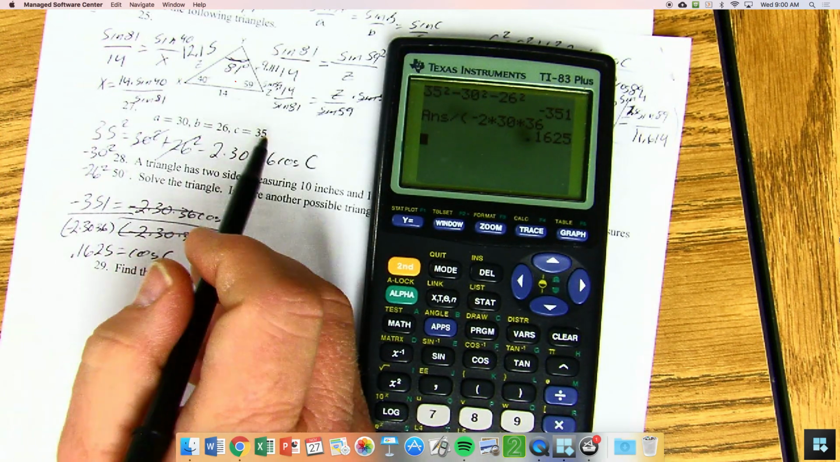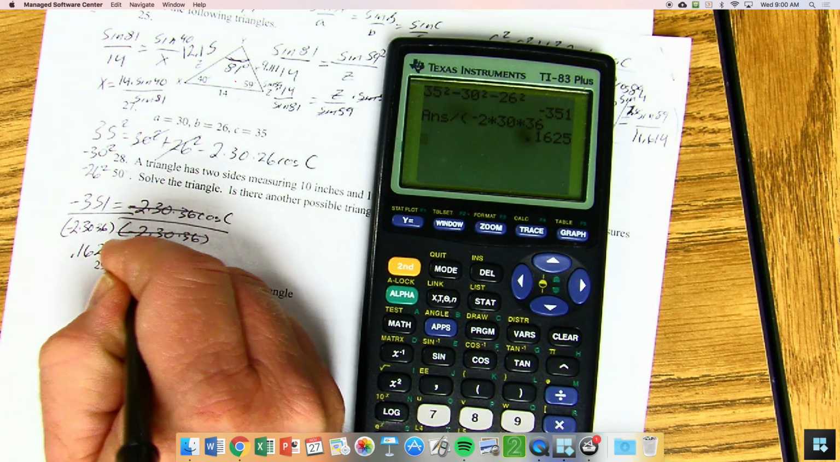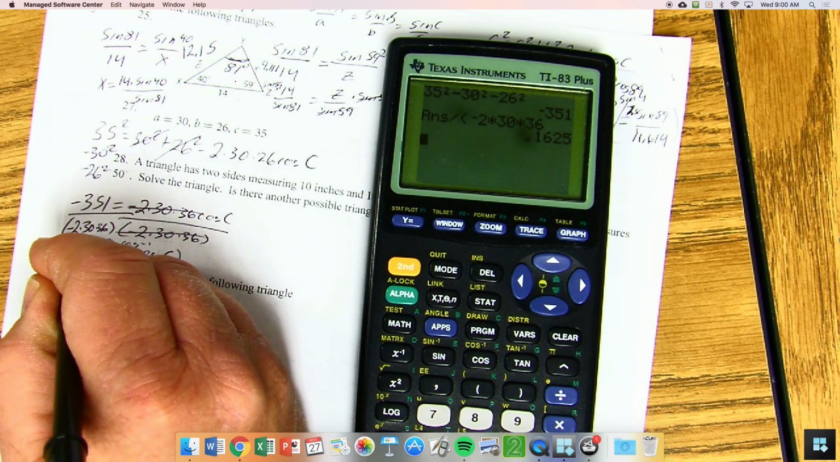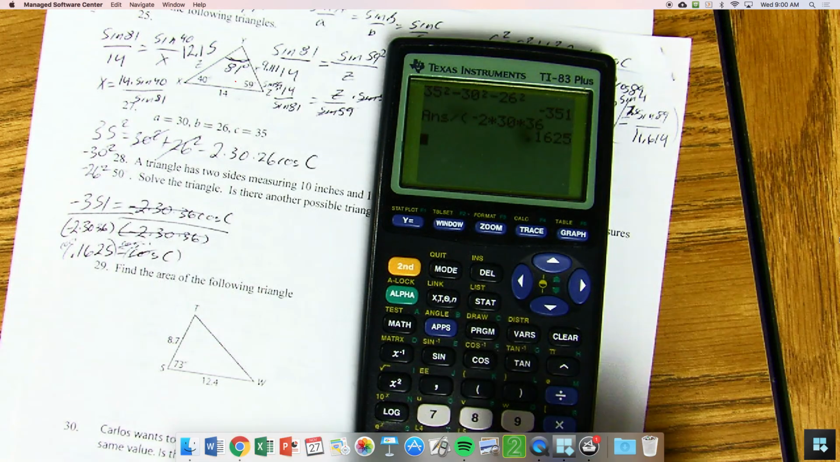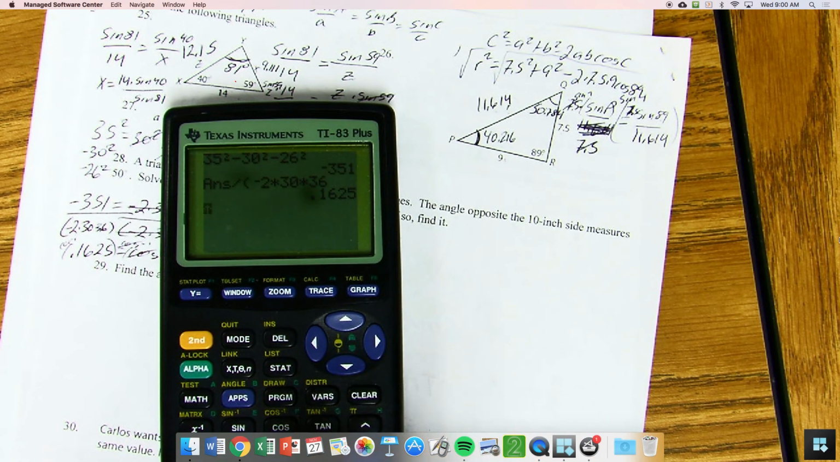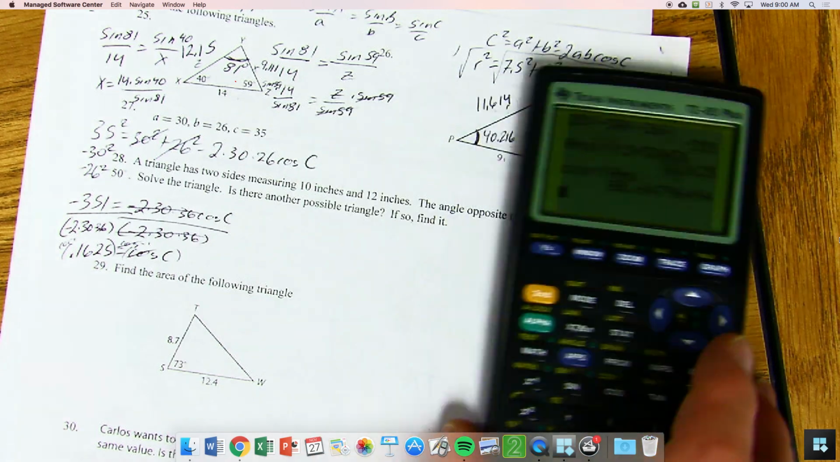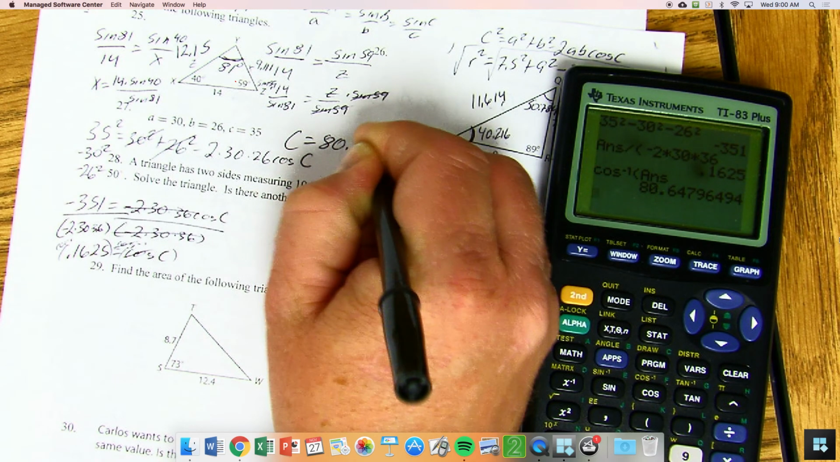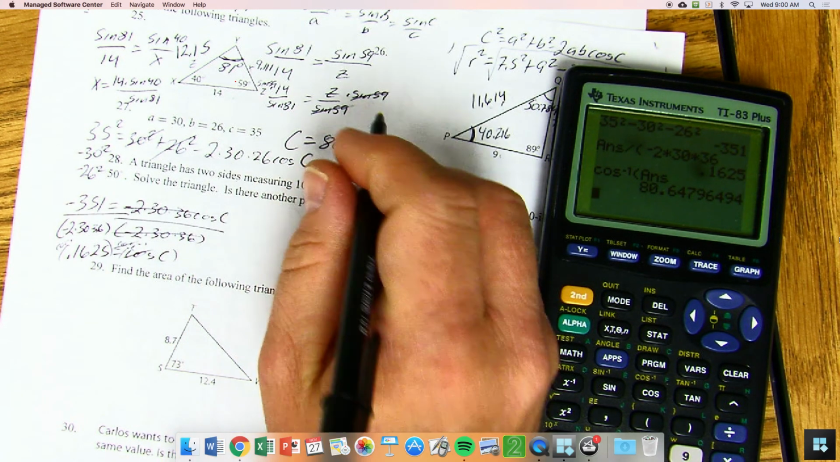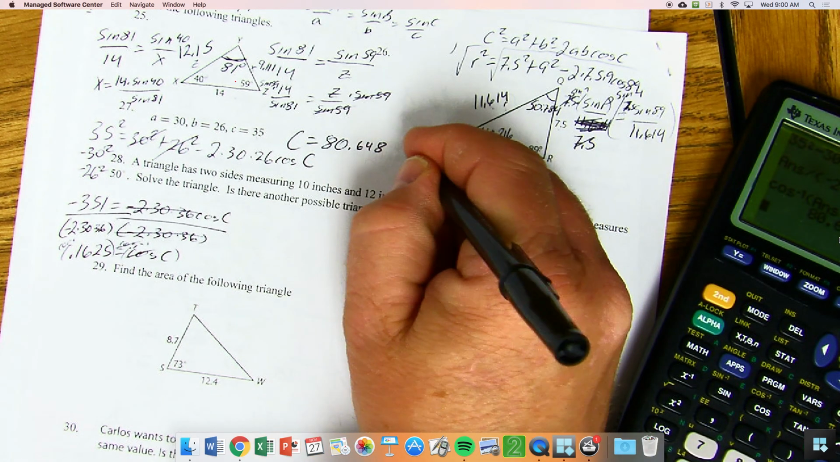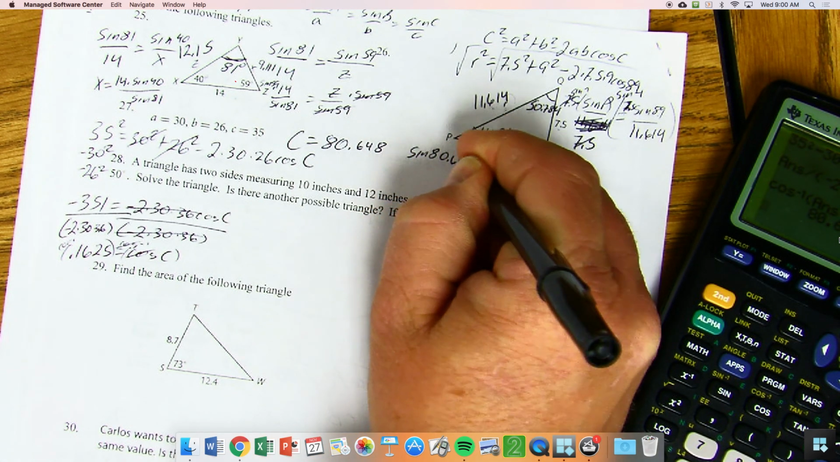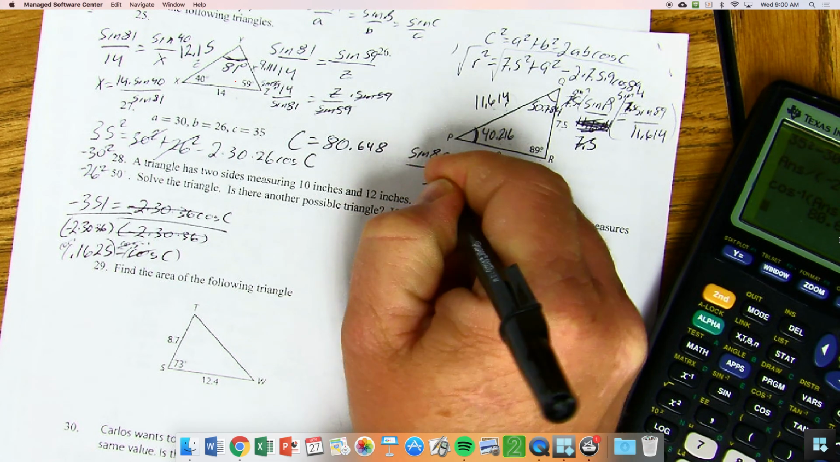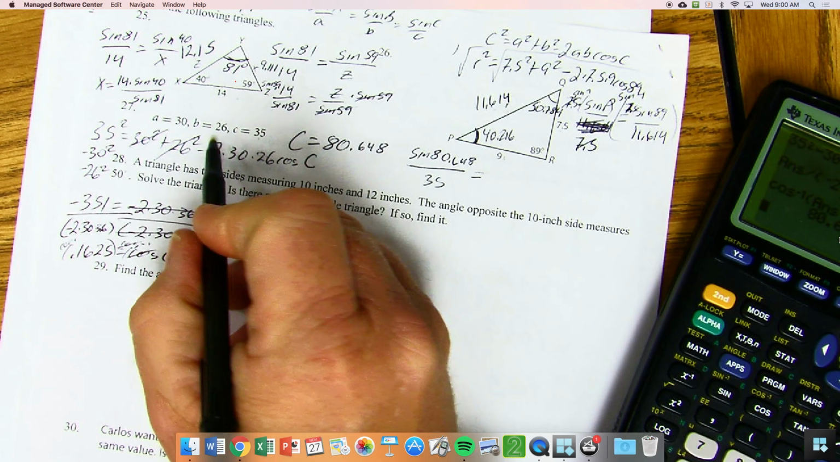Now to find C, I just take the inverse cosine of both sides. So I'm going to take the inverse cosine, and remember, second negative is my answer, and I get 80.648. So angle C equals 80.648. At that point in time, I'd use law of sines, so I take the sine of 80.648 over 35 equals, and I'd find my smallest angle, which is going to be B.